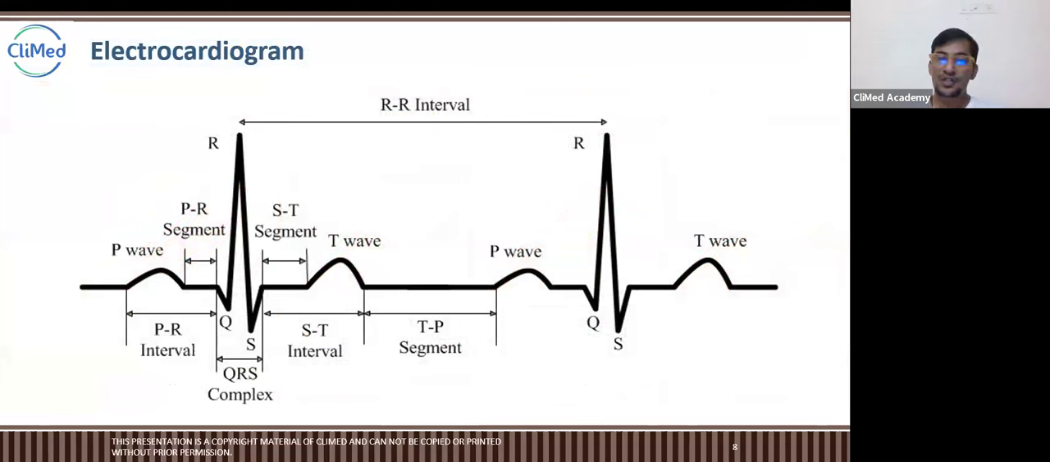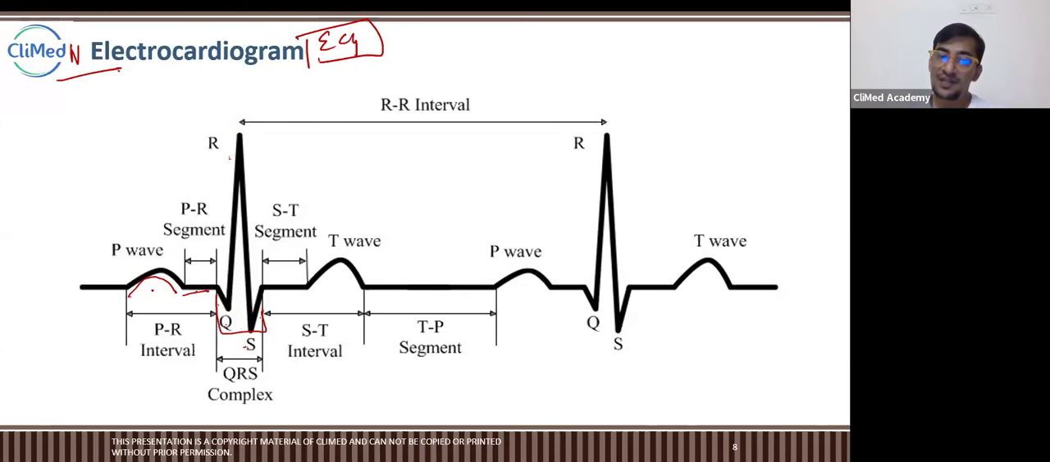So this is the electrocardiogram, guys. This is the normal ECG. It starts with the P wave. Then the PR segment, a little baseline between the P wave and the QRS complex. This is the Q wave, this is the R wave, this is the S wave, and this is the S point if we say precisely. This entire thing is called the QRS complex because there are three waves, Q, R, and S.